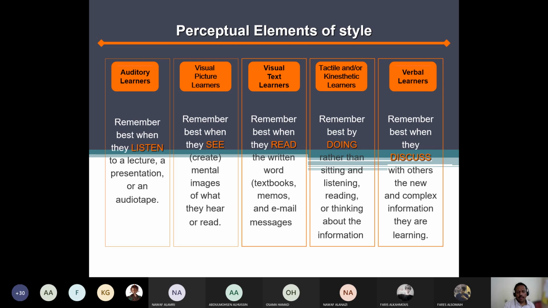So in summary, we can say that there are different types of learning. Auditory learners try to listen to things properly. Visual learners want to see things properly. Visual text learners want to read things and then they learn. Tactile or kinesthetic learners learn by doing; they are practical learners. And verbal learners learn by discussion or saying something. Various styles are there.